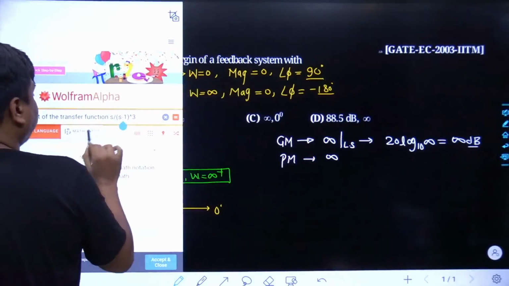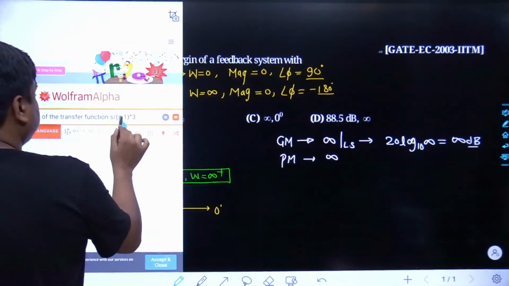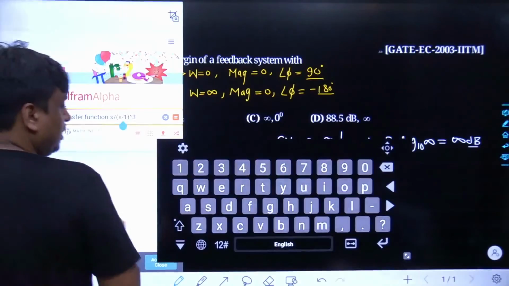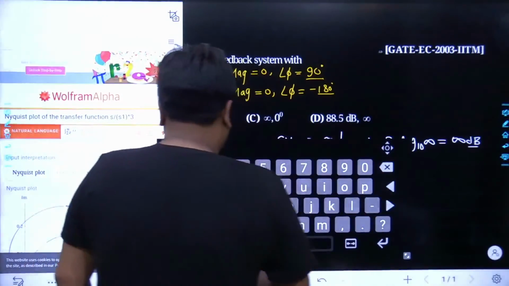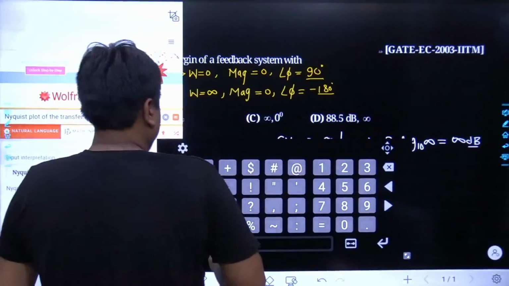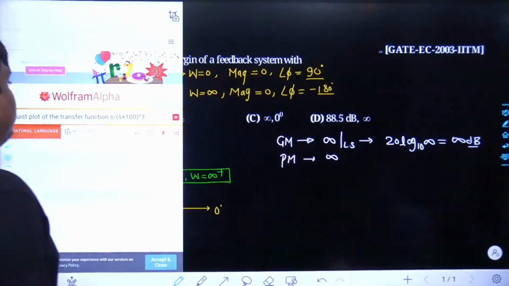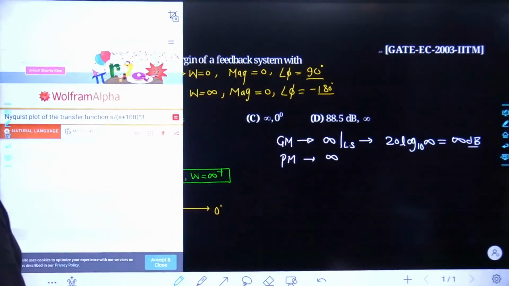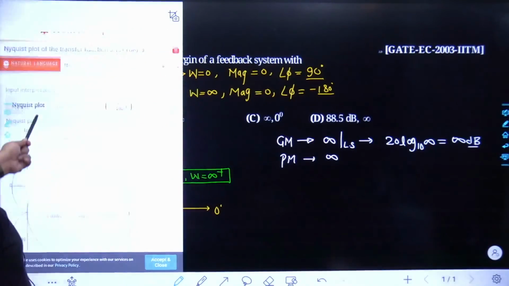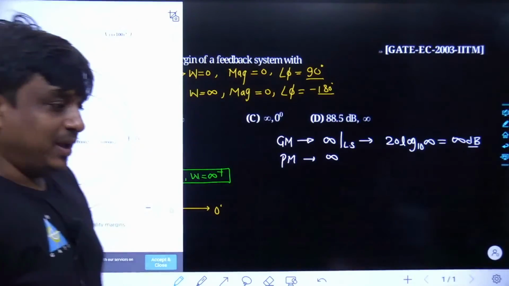It is s divided by s plus 100, the whole raised to the power of 3. It is computing its complete Nyquist plot, and the Nyquist plot is almost the same as what we have drawn.